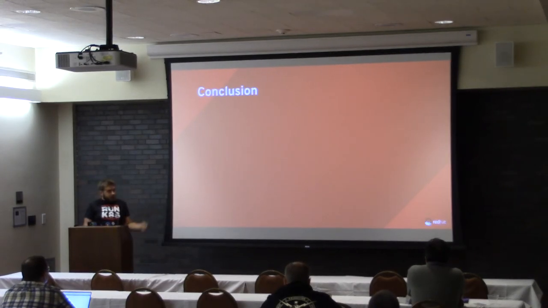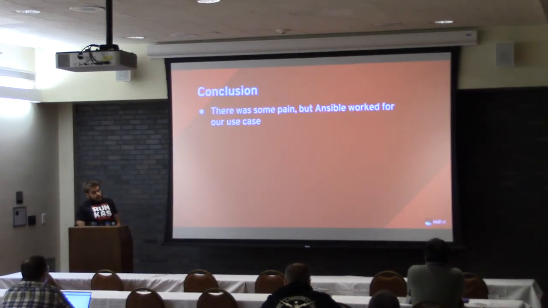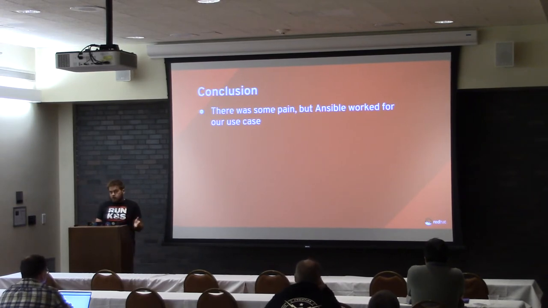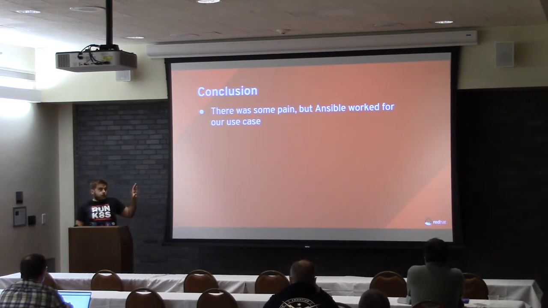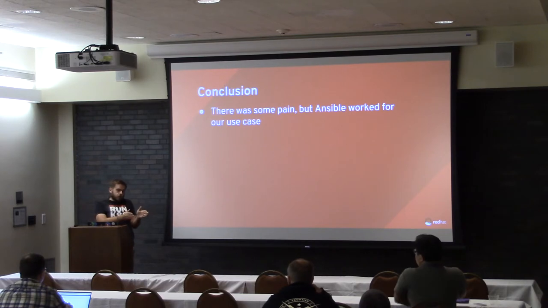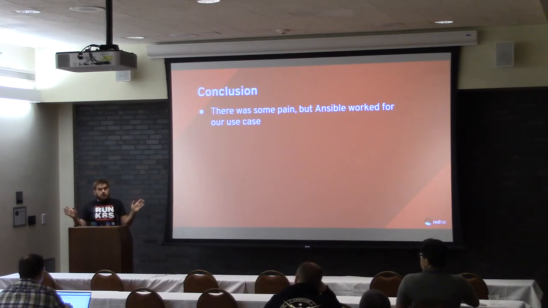So the conclusion here: it was a lot of pain. Not just some pain, a lot of pain, but it worked for our use case, and our use case was pretty well defined. We had this immutable host. The other thing I'll mention is all these tests were single host test cases. We were just running one playbook against a single host and testing functionality, and that's it. We didn't get into the larger, like running a Kubernetes cluster across six nodes, type of thing.